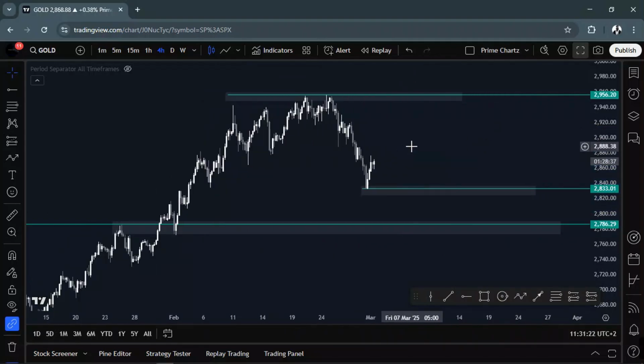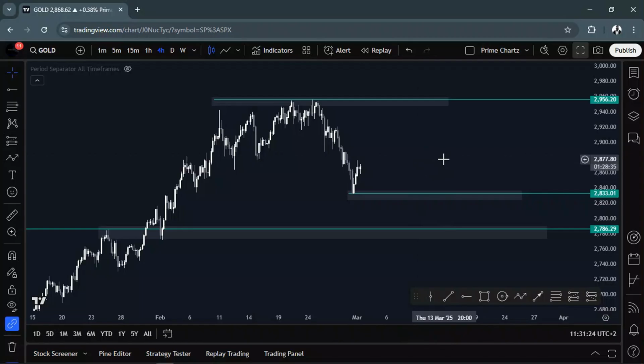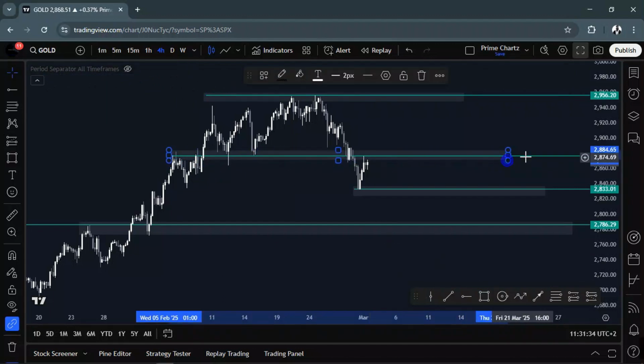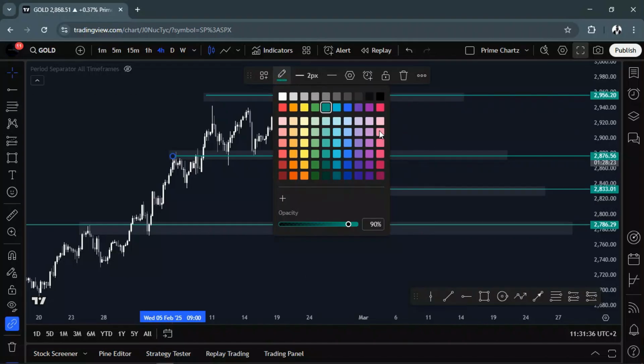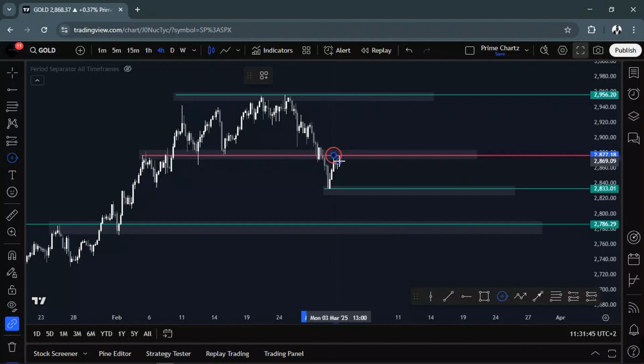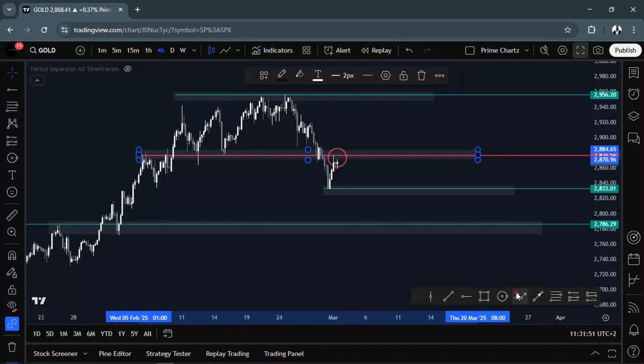So on 4 hours time frame, what do we see? There is another level right here. Let me change the color. So we have another strong level right here, and we can clearly see that price is currently trading around here.